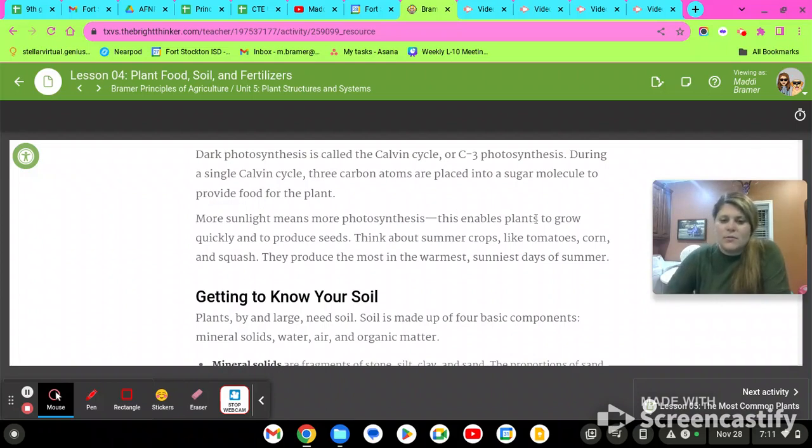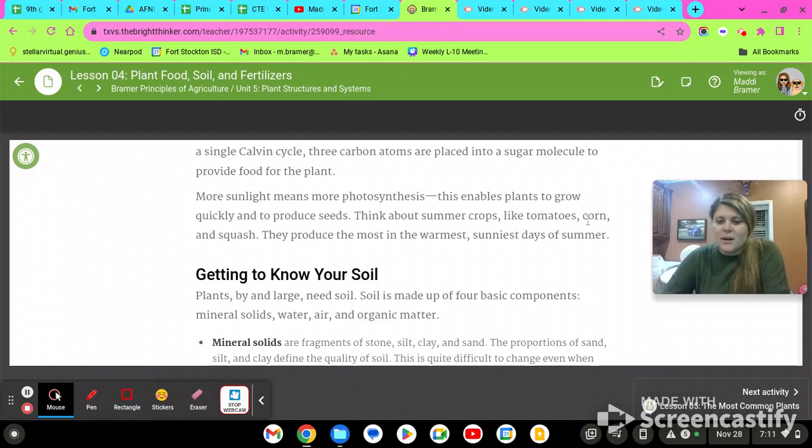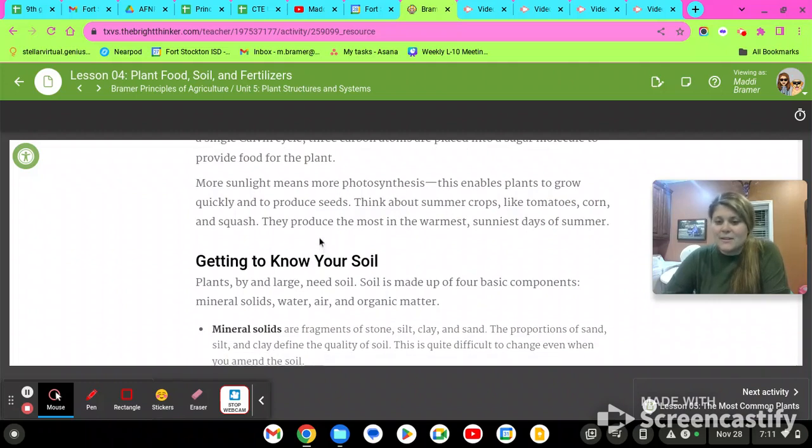More sunlight means more photosynthesis. It helps plants grow quickly. They love sunlight. Think about summer crops like tomatoes, corn, and squash. They are produced in the warmest, sunniest days of summer. In July, June, that's whenever we're going to have our highest yields in our crops in Texas.